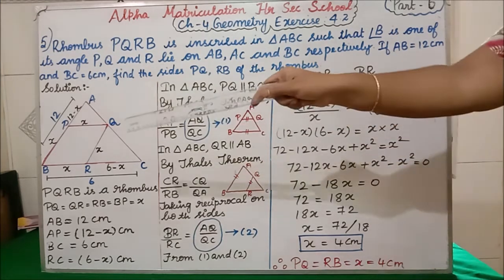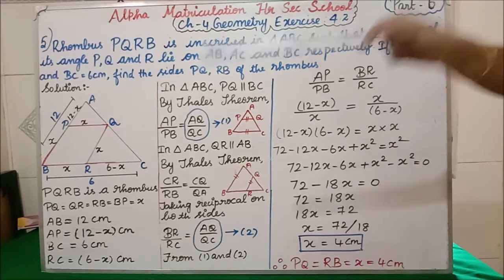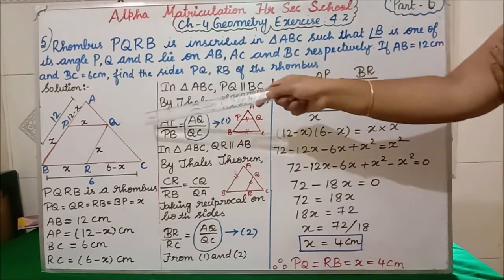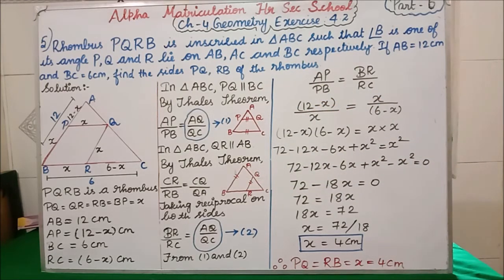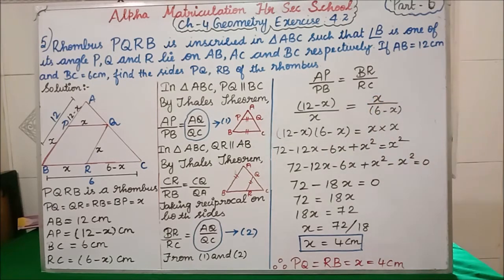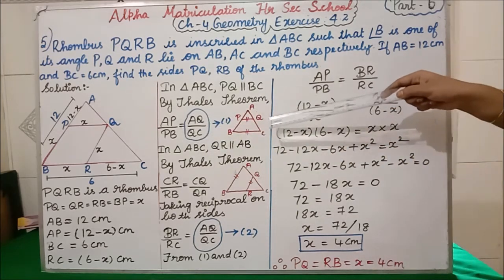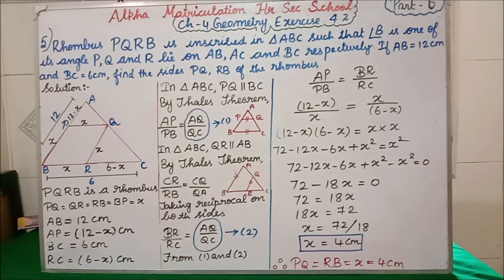Now we are taking a full triangle. In triangle ABC, PQ is parallel to BC. Clear, all of you? PQ is parallel to BC. I have drawn it separately from that whole triangle. PQ is parallel to BC. Then by Thales theorem, how can we write now? AP divided by PB is equal to AQ divided by QC. That I have written. Mark that as equation 1.